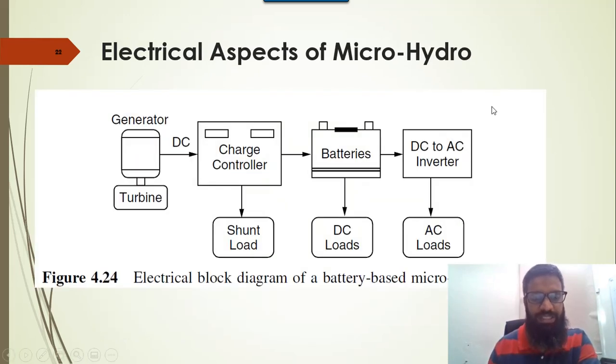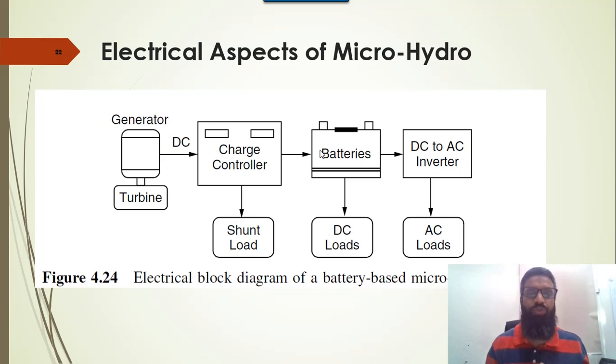So this is the basic structure of micro hydro power plant. We have turbine. From the turbine, the generator will produce DC output, and from the DC output we have special charge controller which is designed to charge the batteries and protect the batteries from overcharging or undercharging.